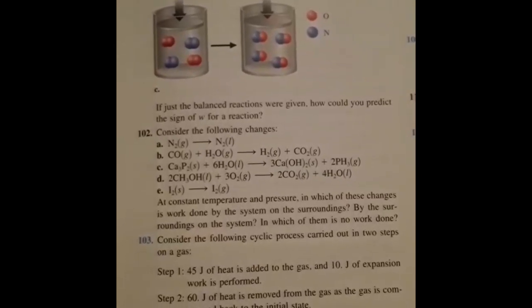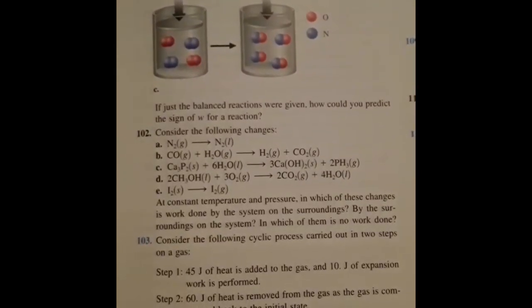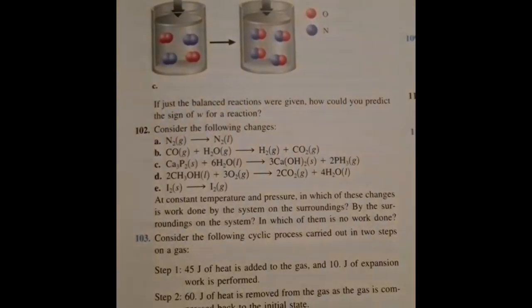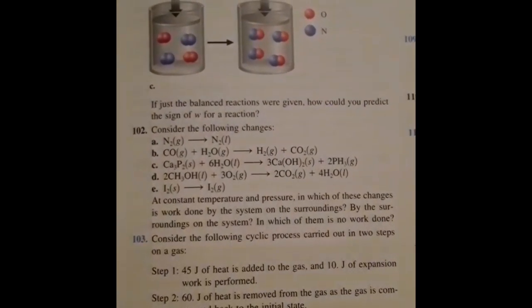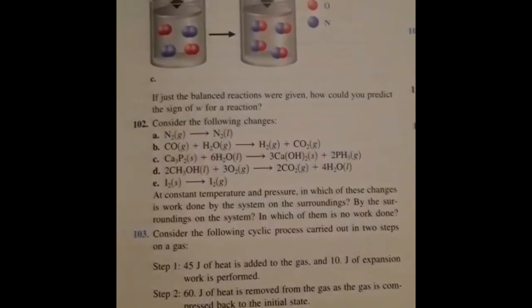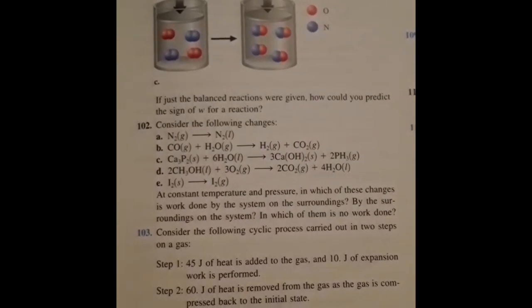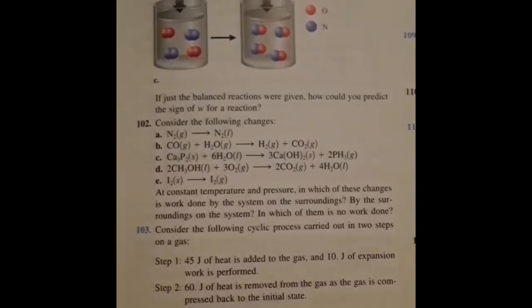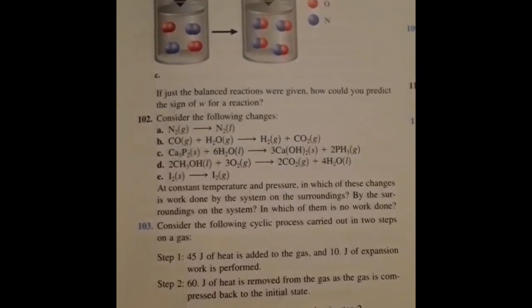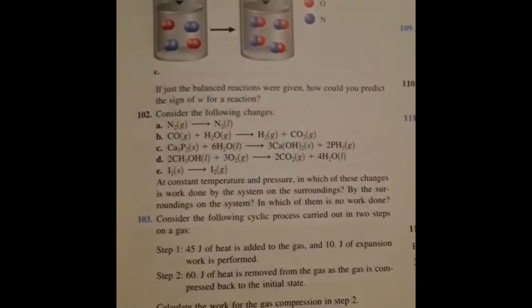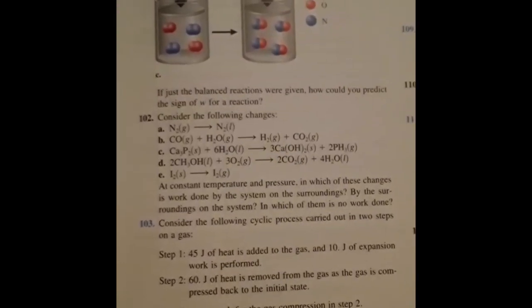Part B, CO gas plus H2O gas yields H2 gas and CO2 gas, in which case no work is being done. Question number C, Ca3P2 as a solid plus 6H2O liquid yields 3Ca(OH)2 as a solid plus 2PH3 as a gas, in which case work is being done on the gas by its surroundings.